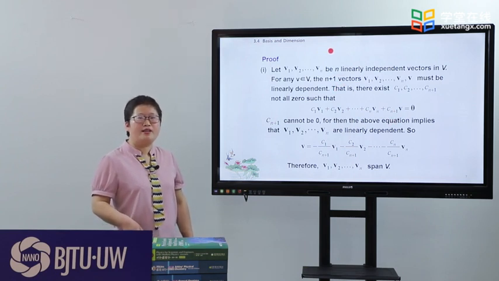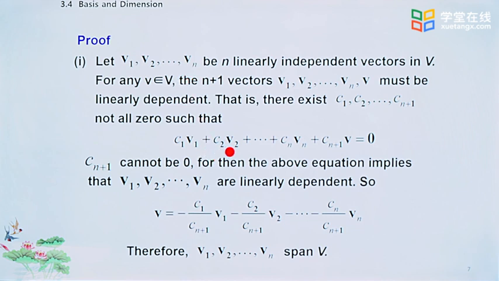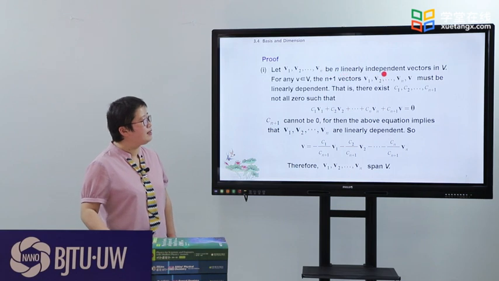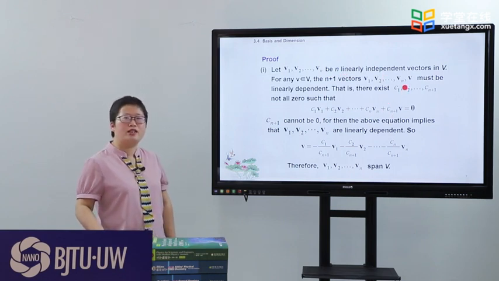C1 times the first vector V1 plus the scalar C2 times the second vector V2 plus ... plus CnVn plus Cn+1 V equals 0. And from here, we can claim that Cn+1 cannot be 0. If Cn+1 were 0, then there exist C1 till Cn not all 0, such that C1V1 plus ... plus CnVn equals 0. This means V1, V2 till Vn are linearly dependent. This is not true from our assumption, because V1, V2 till Vn are linearly independent. So we must have Cn+1 not 0.